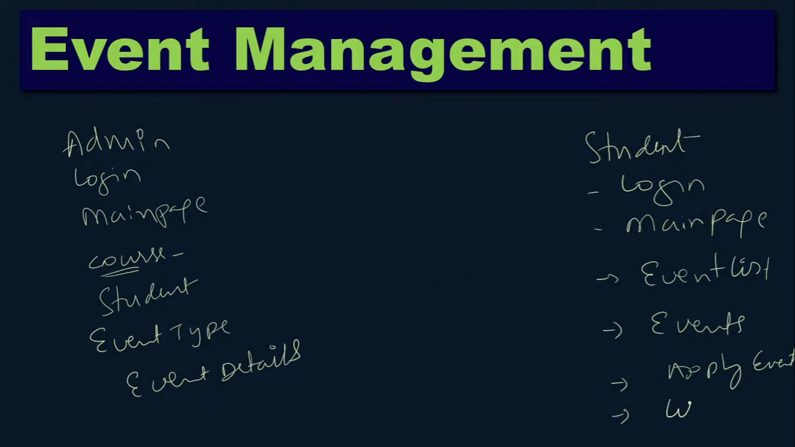Then you can see the list of the events you applied for. On this side, you can see the applied list. The list of all the students who would like to participate will come to the admin. Now the admin can decide who has to participate, and they can communicate. So this is the whole logic.